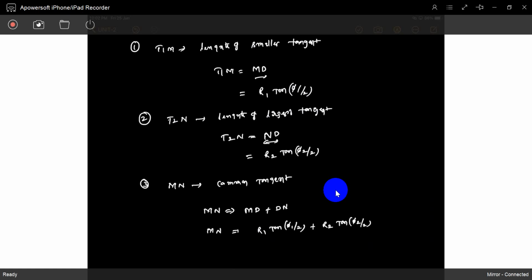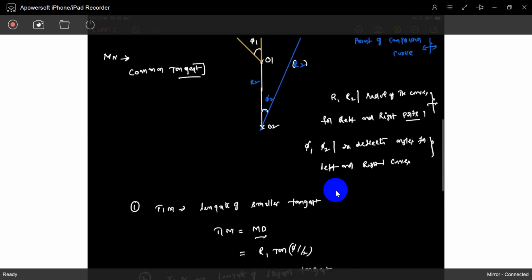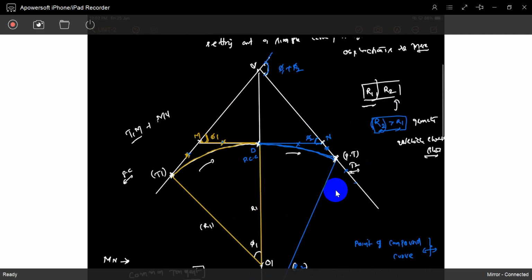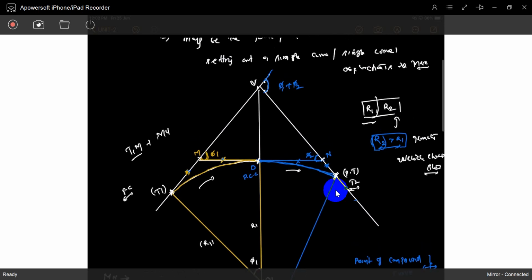Okay, common tangent length, R1, R2. So we have to find out not T1m, we have to find out mv. We have to identify the mv. Understood? So what is mv? Tell me, what is mv? How can you calculate the mv?